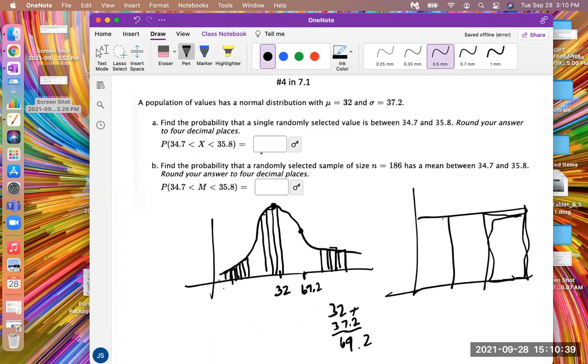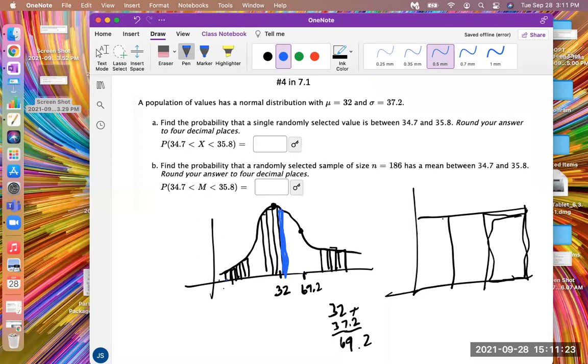The area that we want to find under the curve is between 34.7 and 35.8. So it is located between the 32, the mean, and one standard deviation above, the 69.2. Because we can see the spacing a little better now, it's going to be somewhere between right here and right here. It's a really small region. So that's what we're trying to find the area of.